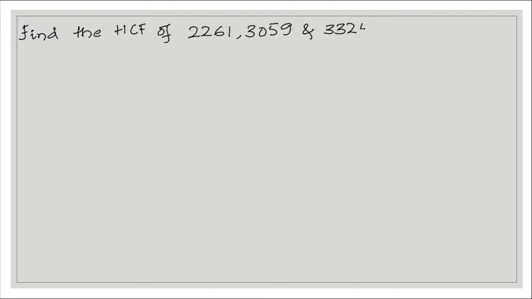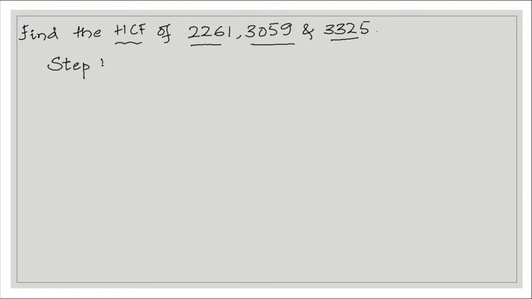If suppose the question is find the highest common factor of 2261, 3059 and 3325. I had given you a hint in the previous session that whenever there is a large number, it's always better to follow long division method. So let me follow in this way.